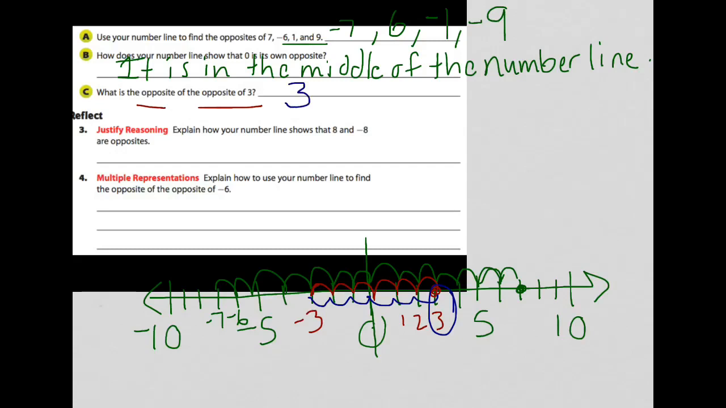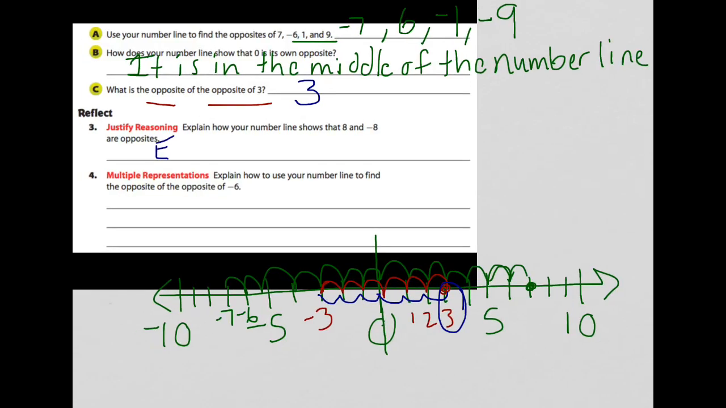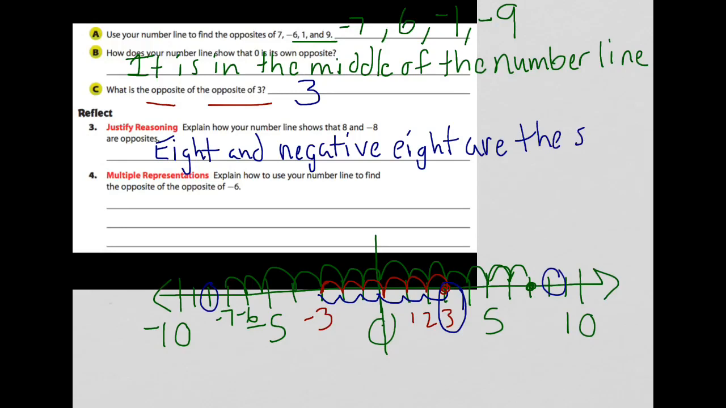Explain how your number line shows that 8 and -8 are opposites. So 8 and -8, so I'll put 8 and -8. If I find those two numbers, they are both the same distance from 0. So whenever you find 8 and -8, they're the same distance from 0.